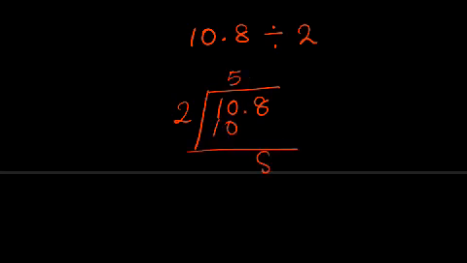Then bring down the next digit, but you have to put the decimal point here. Then 2 times 4 is 8. So 2 into 8 is 4, the remainder 0. Is it clear? So the answer is 5.4. Okay, another example.